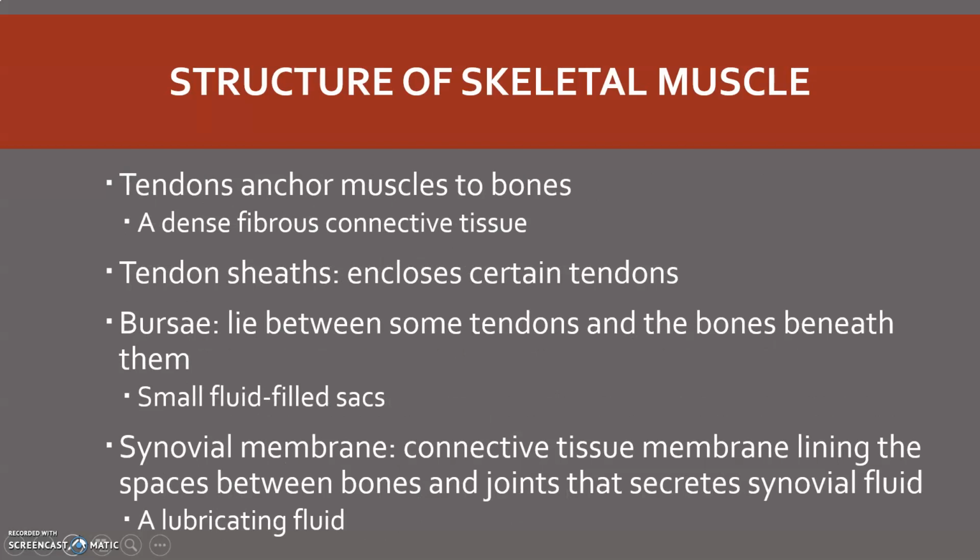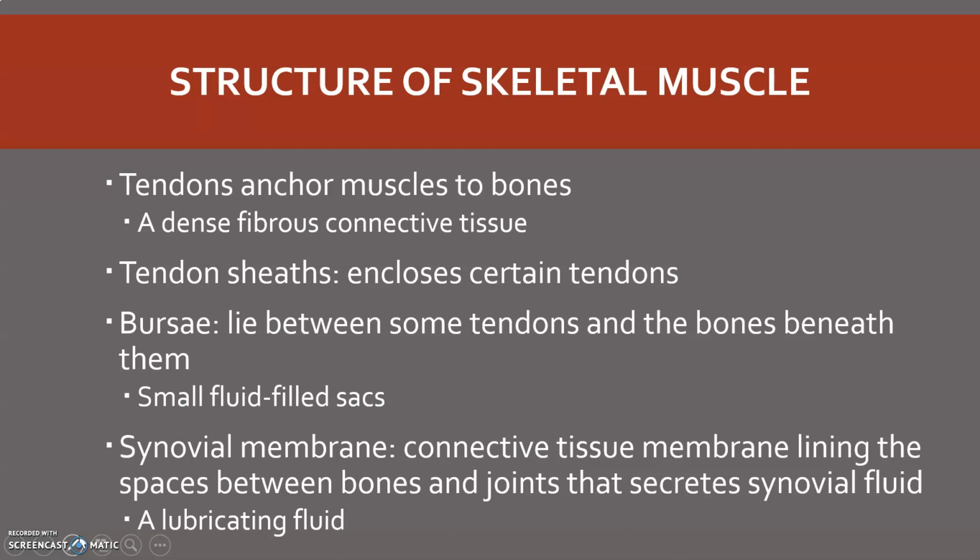Tendons are a type of connective tissue that anchor muscles to bones. Tendon sheaths enclose certain tendons. Bursa are small fluid-filled sacs that lie between some tendons and bones. These help to reduce friction.